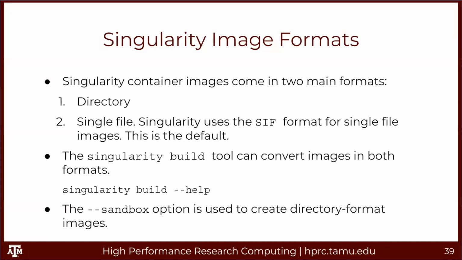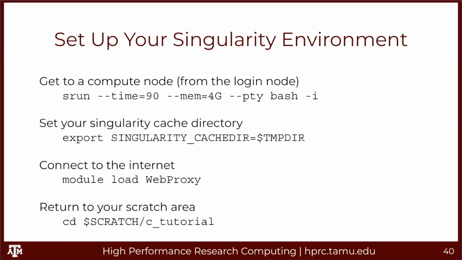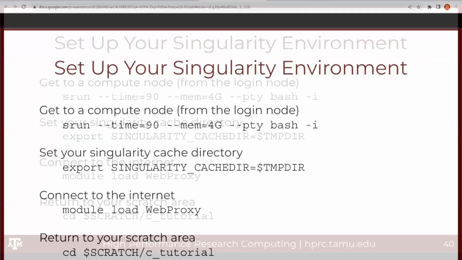Wait, don't we have to get back on a compute node? Yeah, we have to get back on the compute node. So in order to do Singularity, we have to get back on the compute node. So this is the same command again. If you're still connected to the login node, you can just hit the up arrow on your keyboard to find this command again. But we need to repeat these steps. And then we need to return to the scratch area if it drops you into your home area or somewhere else. I can't predict where it will put you.